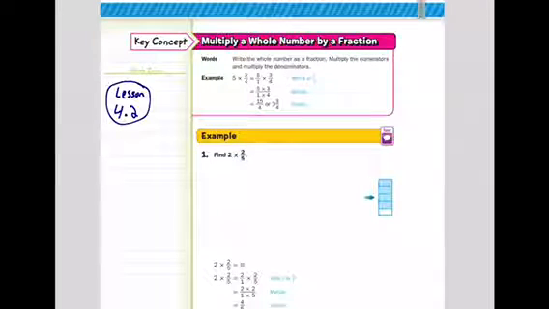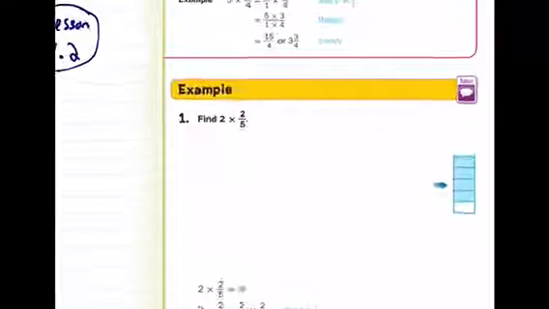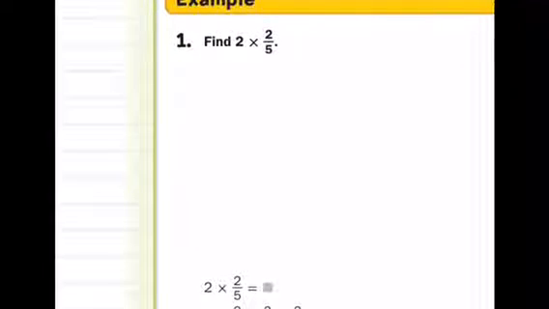Hello, this is video lesson 4.2, and today you're going to learn how to multiply a fraction times a whole number. So I'm going to start by showing you example 1, and then we'll do some problems together. So the first thing you want to do when you're multiplying fractions times whole numbers is make the whole number a fraction, and that's very easy to do. You just write it over 1.